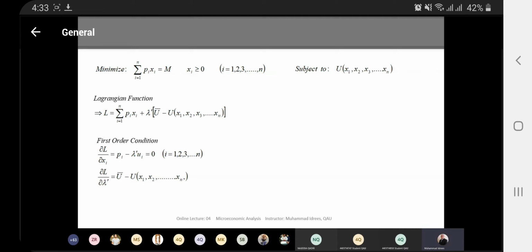Sir, what is U bar? Utility level is given, fixed. Right.